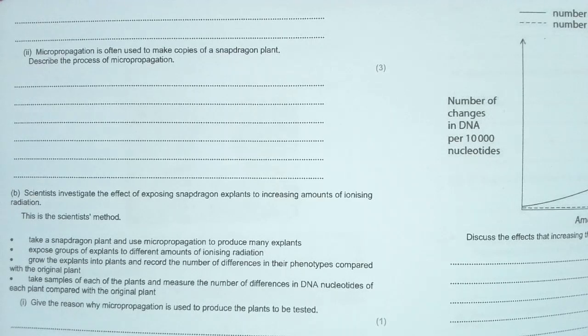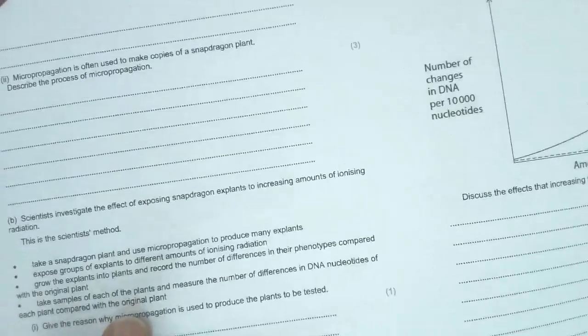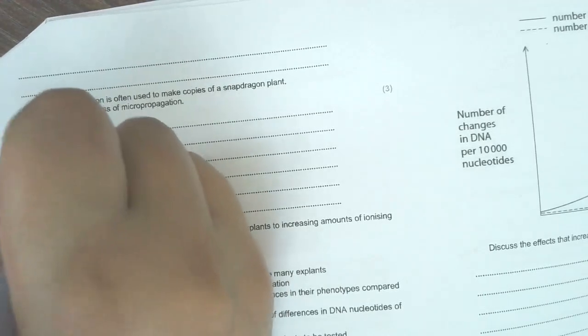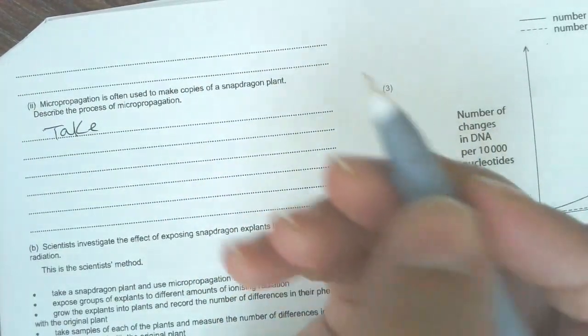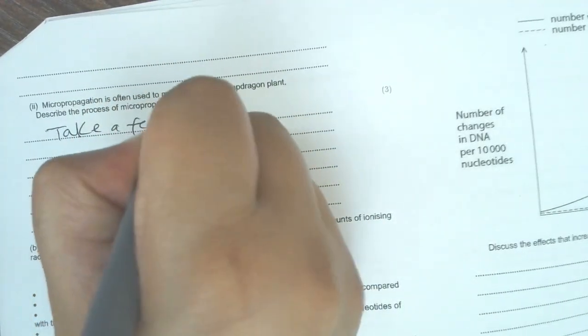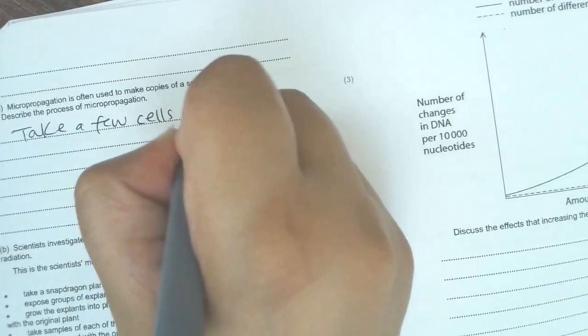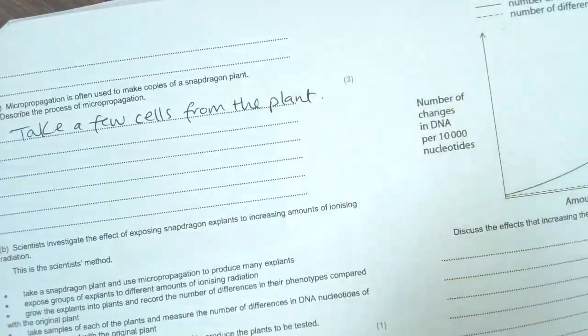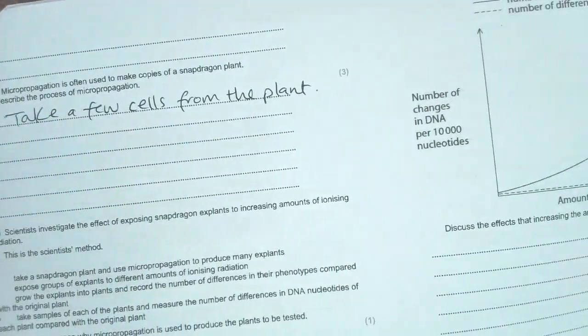If you had money, you can do micropropagation, okay? Micro means tiny, propagation means to make lots of. So what we're going to do here, we're working on a cellular level in a lab. So you would take a few cells from the plant, the snapdragon, and then we would want to make sure that there is nothing on this plant that might interfere with its growth.